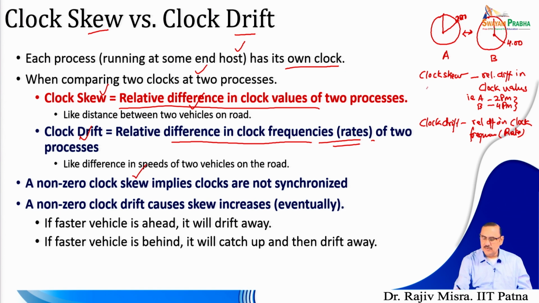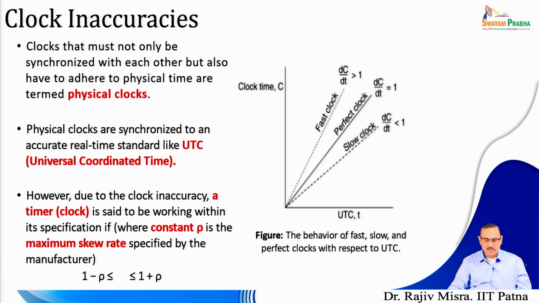A non-zero clock skew implies that the clocks are not synchronized. A non-zero clock drift causes the skew to increase eventually, and therefore, if a faster clock is ahead, it will drift away, and if the faster clock is behind, it will catch up. So, both measures, clock skew and clock drift, have to be understood in clock synchronization, so that the clocks stay synchronized for long, before they go asynchronous and give different clock values. Now, let us see what clock inaccuracies there will be.